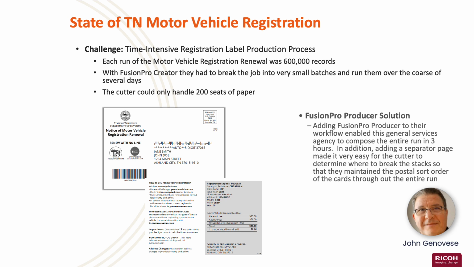The other thing is that the batches that they created were stack printed, to keep the database in order. But it was kind of hard to find a break between the stacks. So we were able to take a look at this application, change out their FusionPro Creator, not change it out really, but we added FusionPro Producer. Instead of running a bunch of little batch jobs, they were able to run all 600,000. And instead of taking days, the entire job now runs in 3 hours.